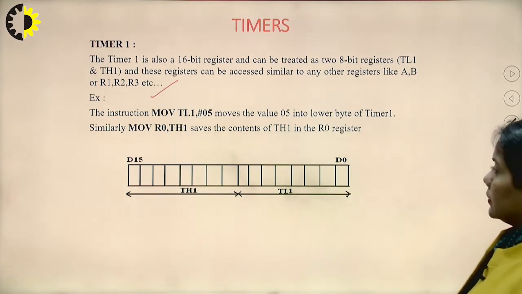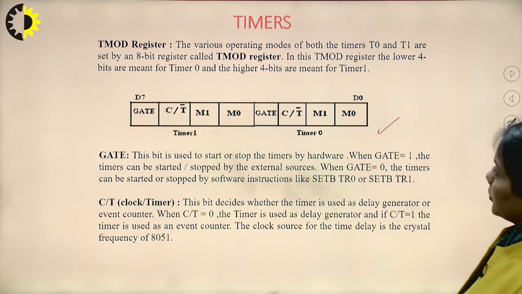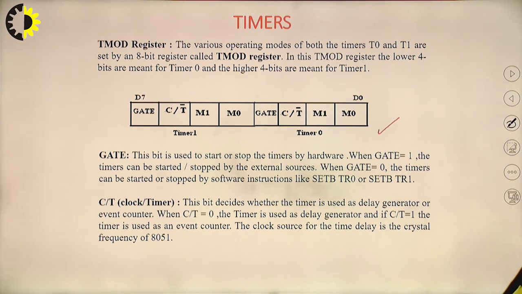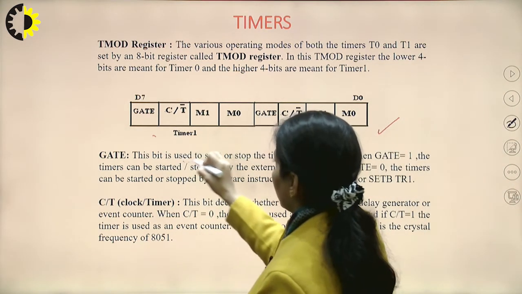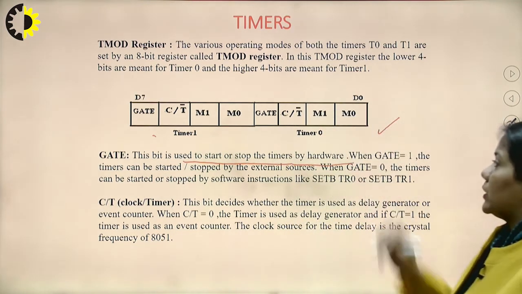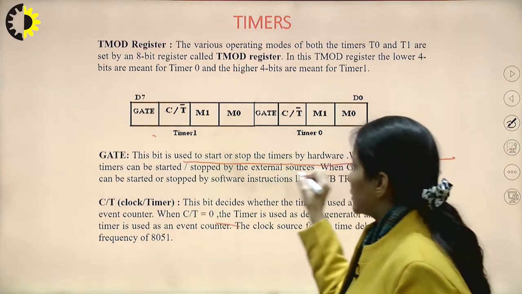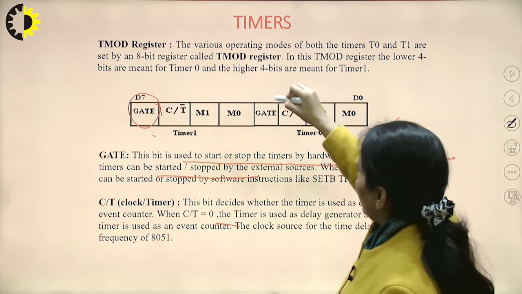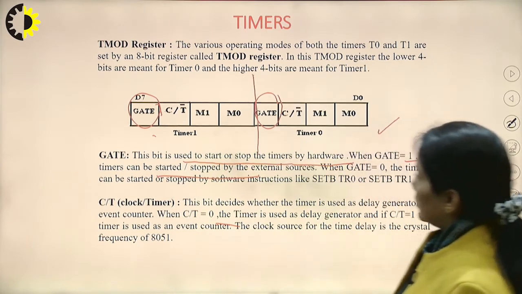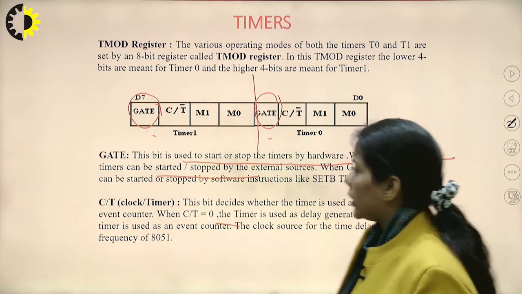So this is the timer mode register, and it is used to set the operating modes of the different timers. Here the gate bit indicates whether the timers can be started or stopped by hardware. When the gate is 1, the timers can be started and stopped by external sources. This whole register is divided into two parts. This part is for timer 0 and this part is for timer 1.